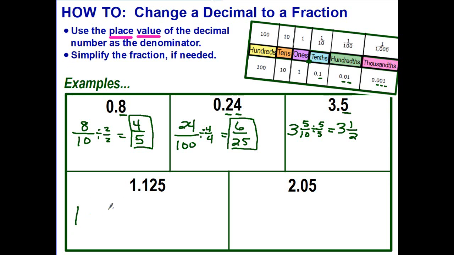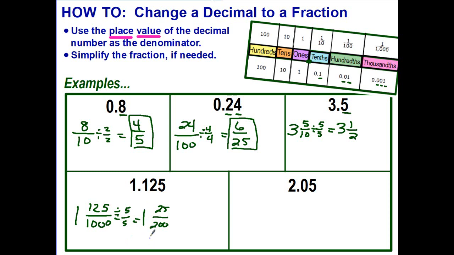So we're going to have one whole, and it's 125. 3 decimal place values are the thousandths. 125 thousandths. Write it just like you read it. 1 and 125 thousandths. So now we're ready to simplify. I know that 5 is a common factor, so I'm going to divide both by 5. 125 divided by 5 is 25. 1,000 divided by 5 is 200. Don't forget your whole number.